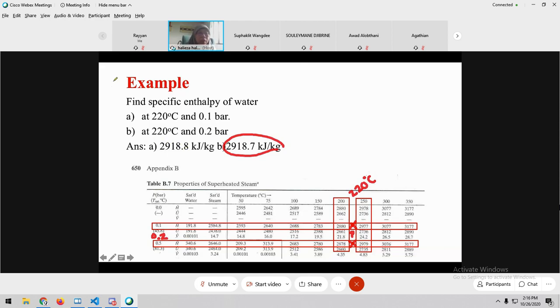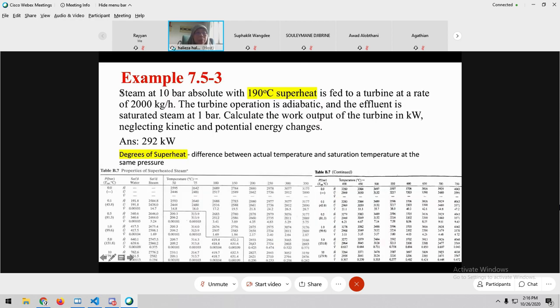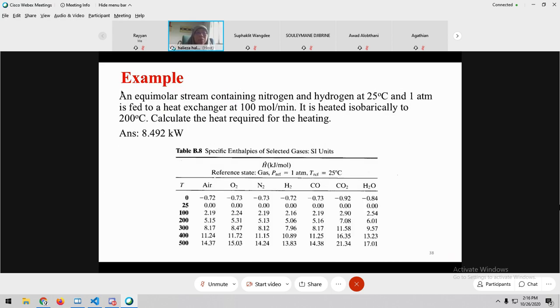So let's look at more examples. Okay, this is more interesting. This is an example that is not from your textbook. We have a mixture.